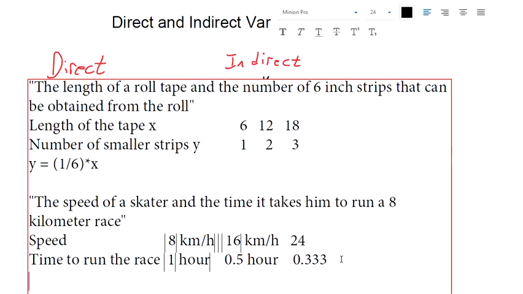Okay, and the equation for this, let's see, y would equal 8 divided by x, where x is the speed that the person is running or skating, whatever they're trying to do with this problem, and y is the time it takes them to complete the race. Okay, so I hope that gives you an idea of what to do with direct and indirect variation.